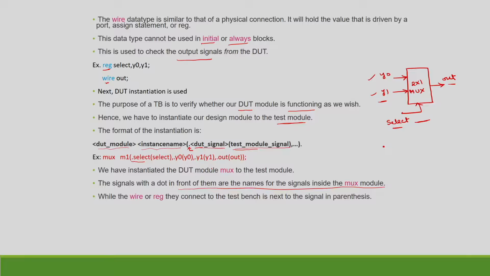In order to connect this signal to the output, we will use wire or register, they will connect the test bench to the signal in the parenthesis. The parenthesis signal is the test module signal whereas this is the actual DUT signal. So, this can be connected through the wires or registers. This select and this select will be connected through this register select declaration, and this Y0 will be connected through this again register declaration. Y1 is connected through this register declaration, and this out will be connected through this Y declaration.